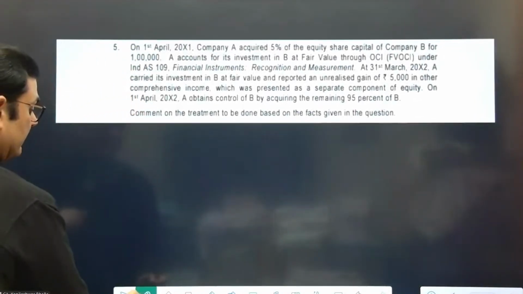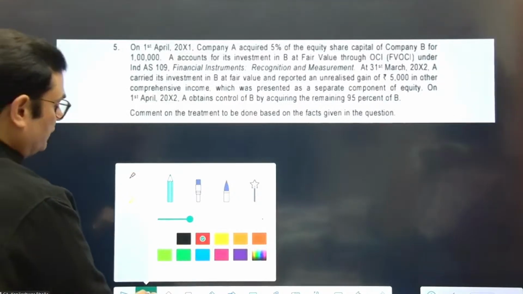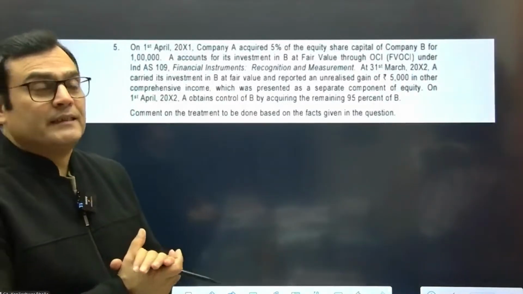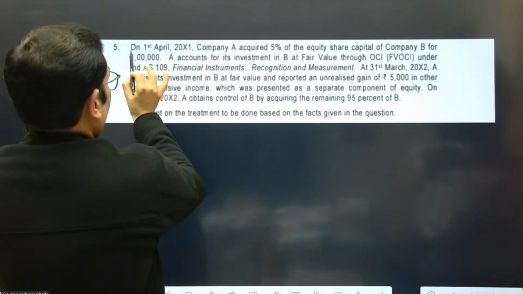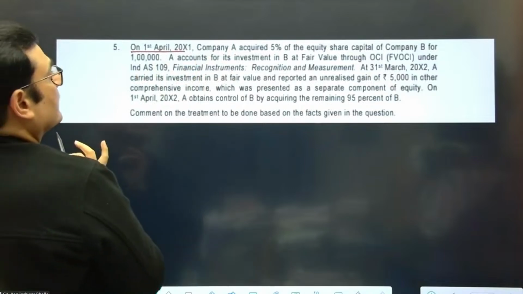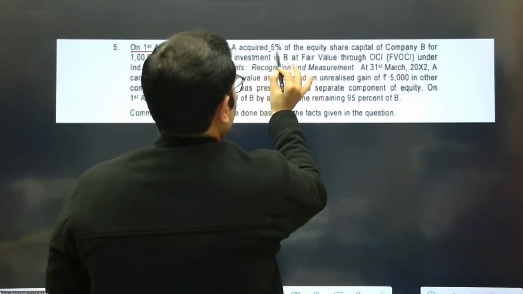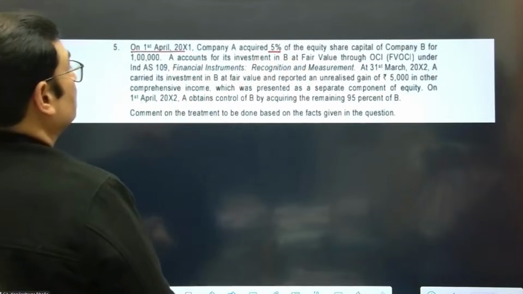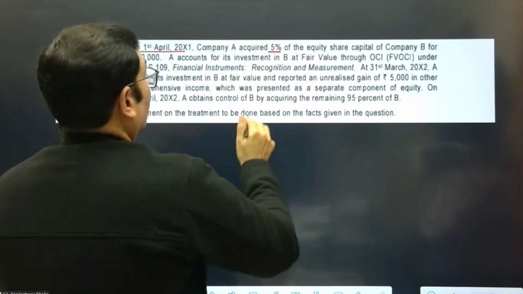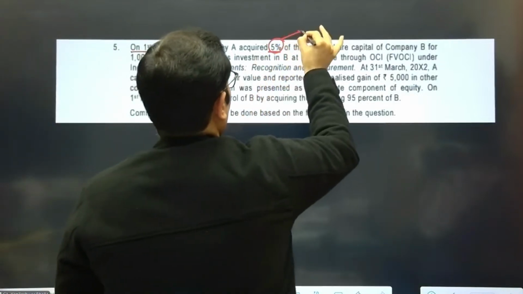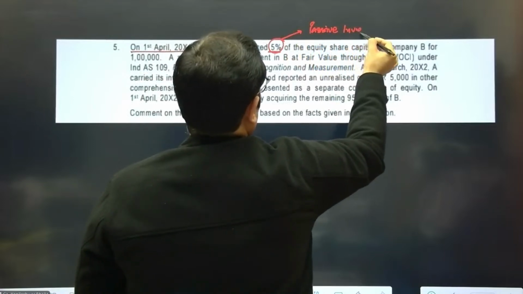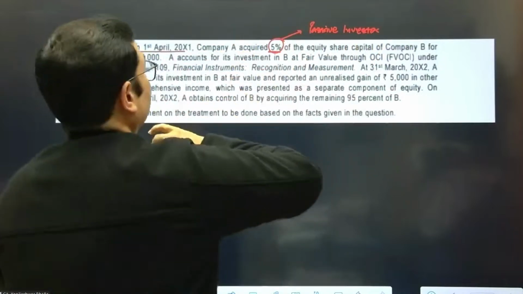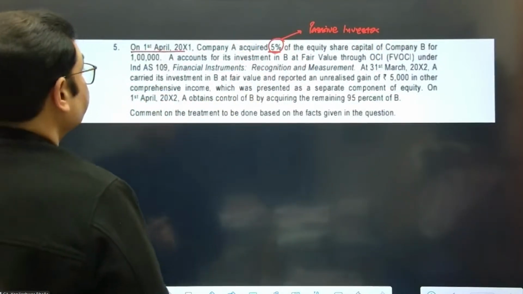And this question is question number 5, which is given in the test your knowledge section at the end of the chapter. So let me just read the inputs to you and we'll identify the accounting. It says on 1st April X1, Company A acquired a 5% of the equity share capital of Company B for 1 lakh. Now, the moment when you acquire a 5% stake in the company, it definitely indicates that you are a passive investor because you've acquired below 20% stake and Ind AS 109 should apply.